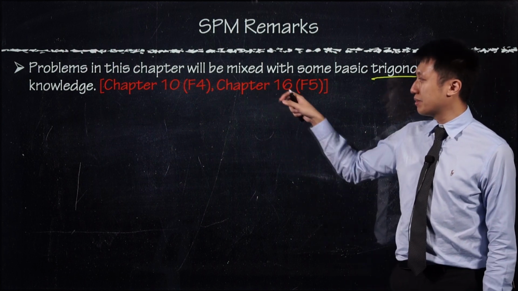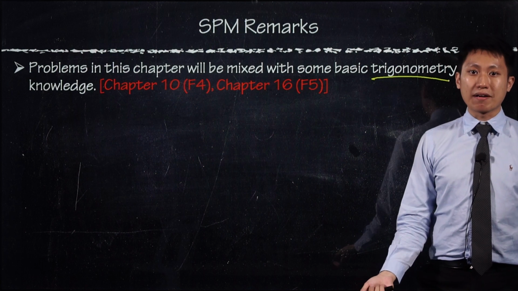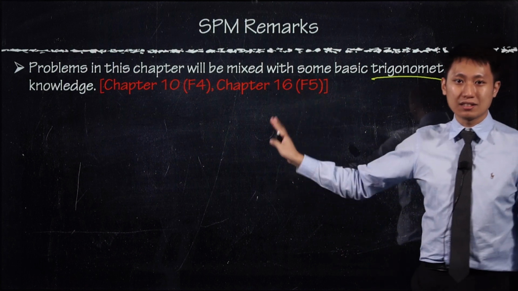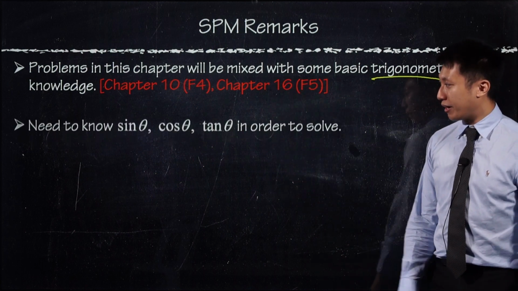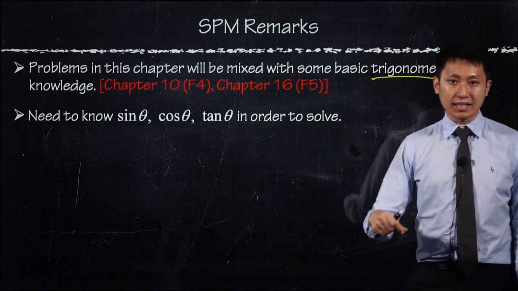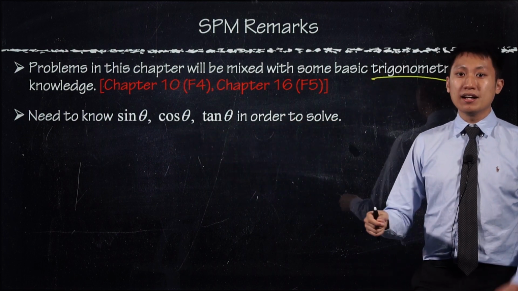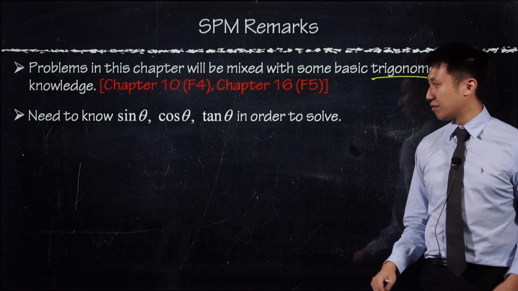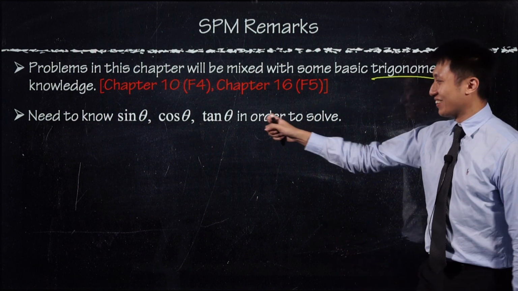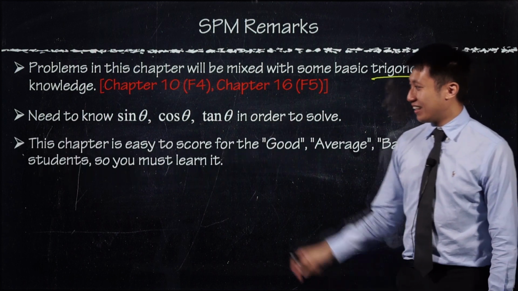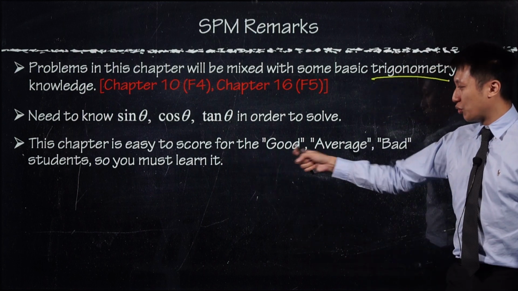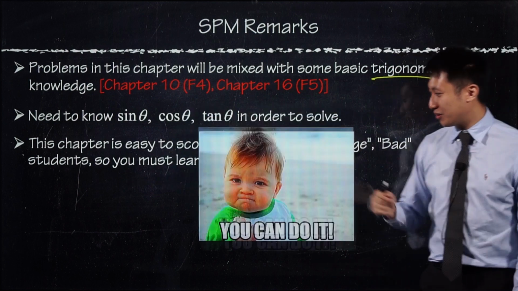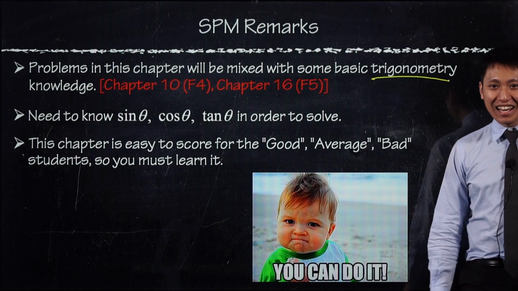And also chapter 16 in your Form 5. That one is too far away, so I'll just leave it for now. So you need to know something about sine theta, cosine theta, and tangent theta. The very, very basic ones. This chapter is easy to score for good, average, and bad students. So you must do it and you can do it, right? Okay, let's do it.